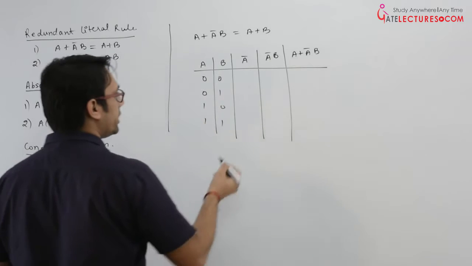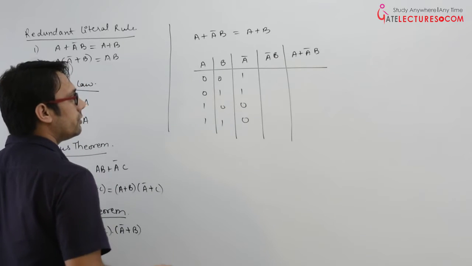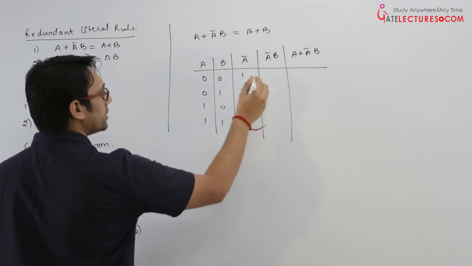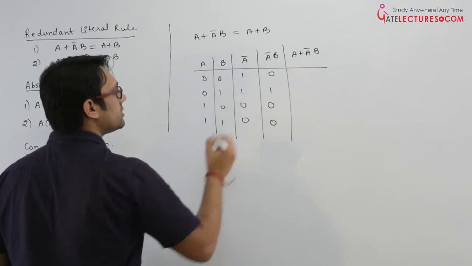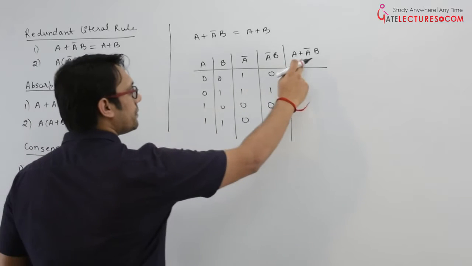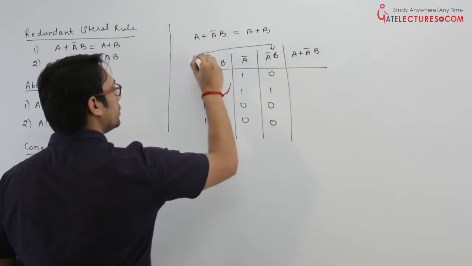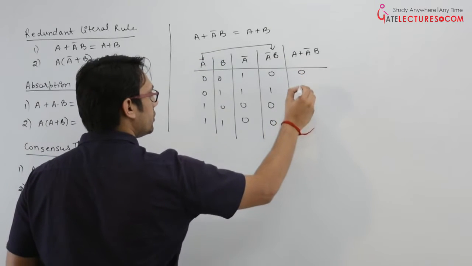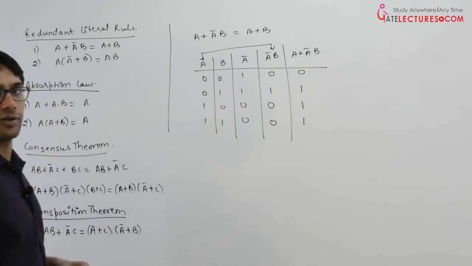So what is A complement? A complement can be written as 1, 1, 0, 0. What is A complement B? That means we have to make AND of these two, A complement and B. So their AND will be 0, 1, 0 and 0. And then what is A plus A complement B? That means you are going to apply OR between these two. So the OR will be 0, 1, 1, 1. This is 0, 1, 1, 1.